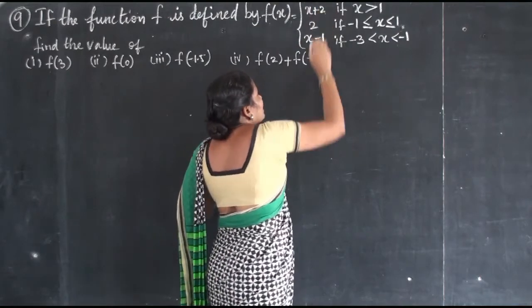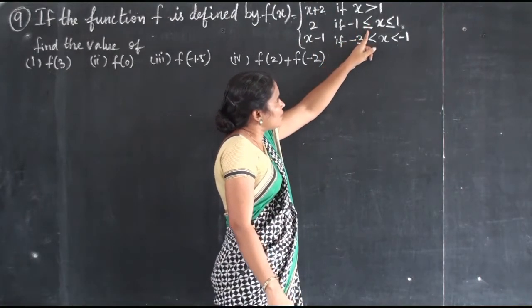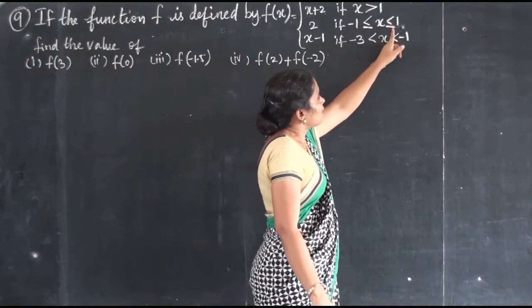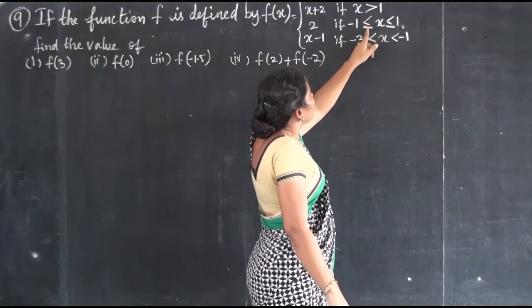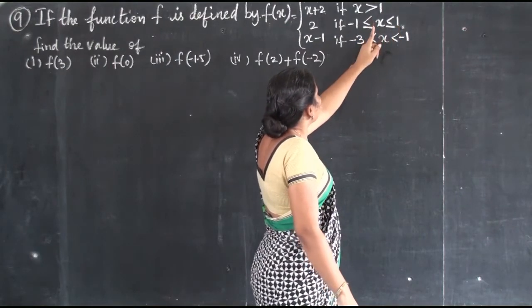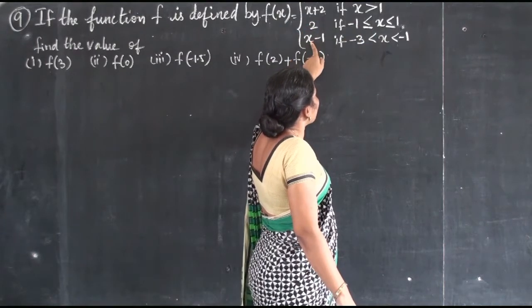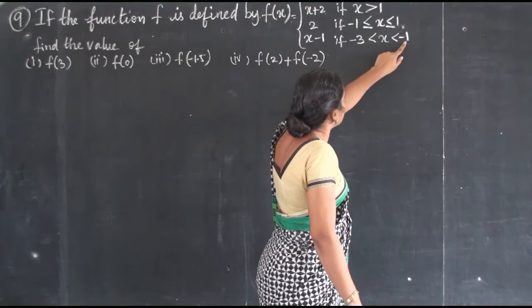Take this equation, that is x plus 2, if minus 1 is less than or equal to x, or x is less than or equal to 1. What is in between minus 1 and 1? We have to take 2. And x minus 1, if minus 3 is less than x and x is less than minus 1.